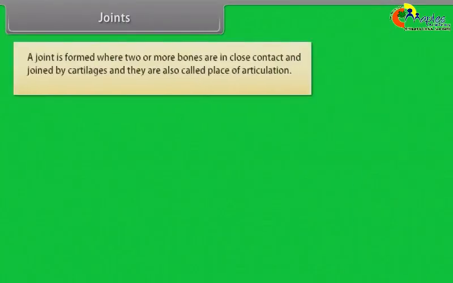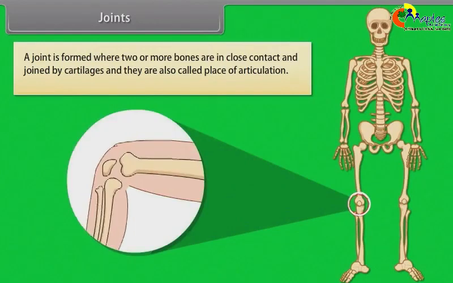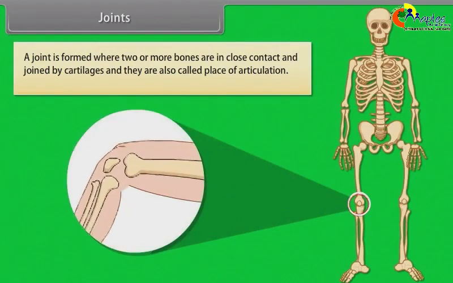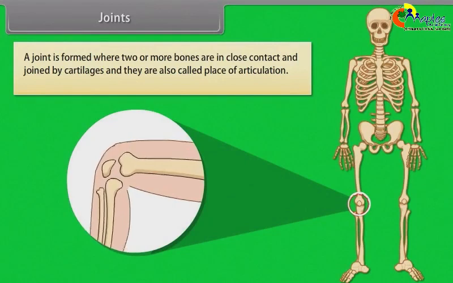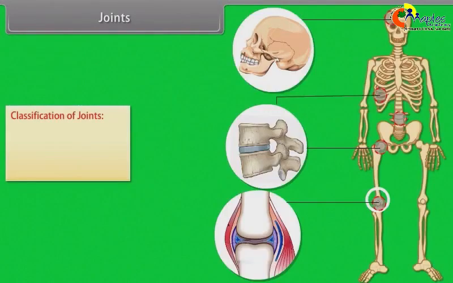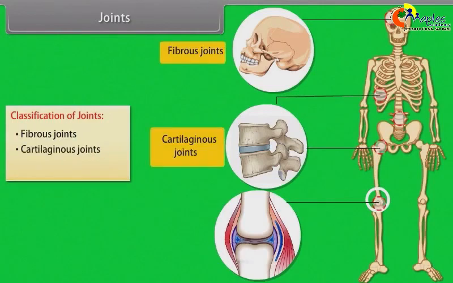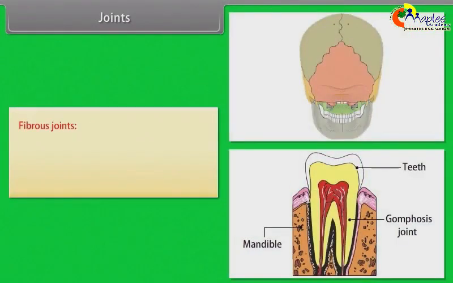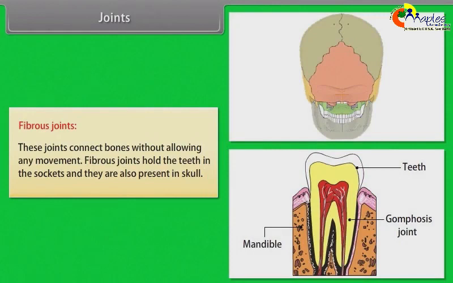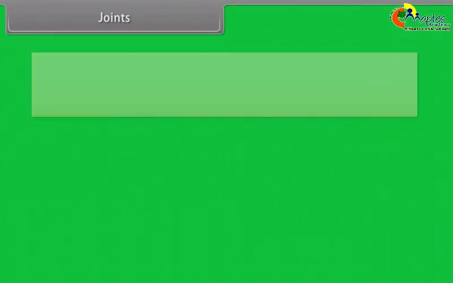Joints. A joint is formed where 2 or more bones are in close contact and joined by cartilages, and they are also called places of articulation. Classification of joints: fibrous joints, cartilaginous joints, and synovial joints. Fibrous joints. These joints connect bones without allowing any movement. Fibrous joints hold the teeth in the sockets, and they are also present in the skull.